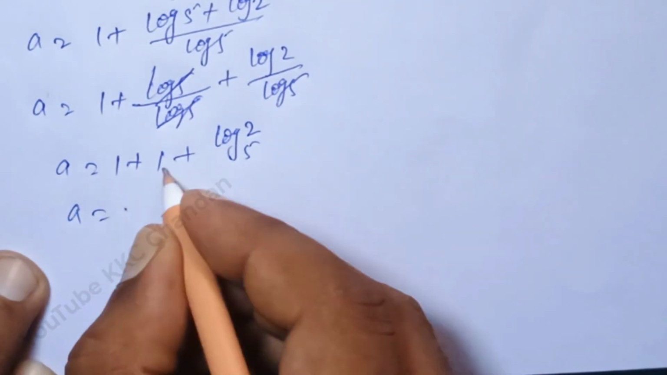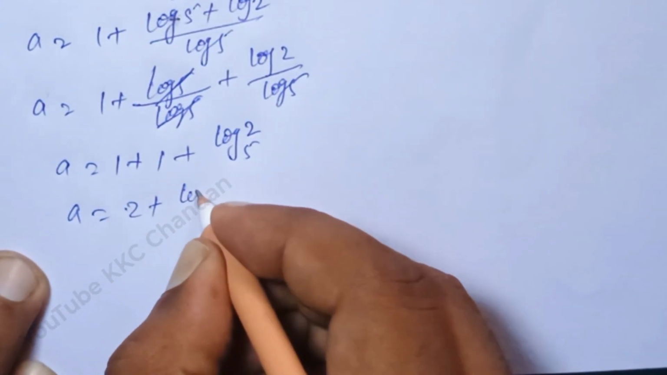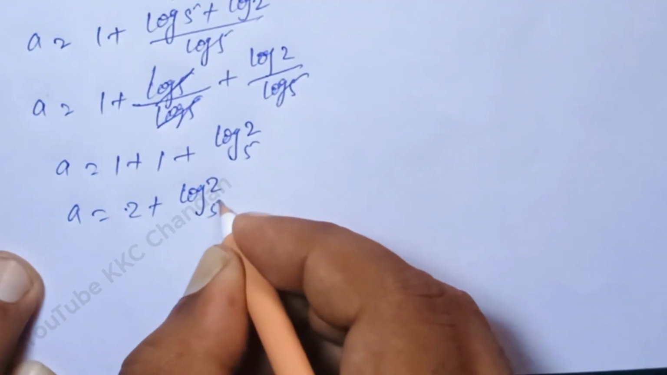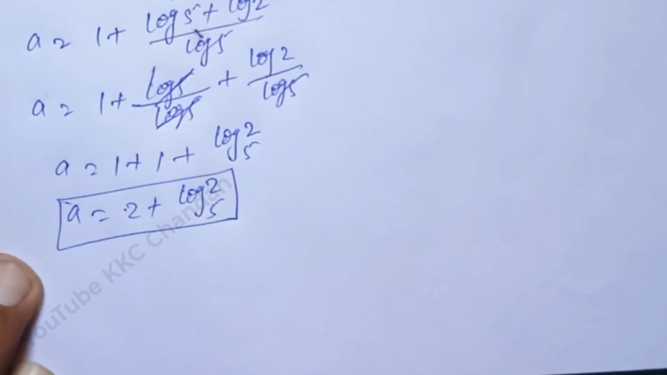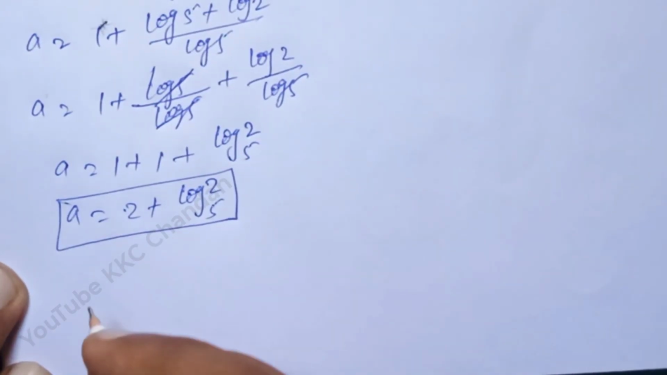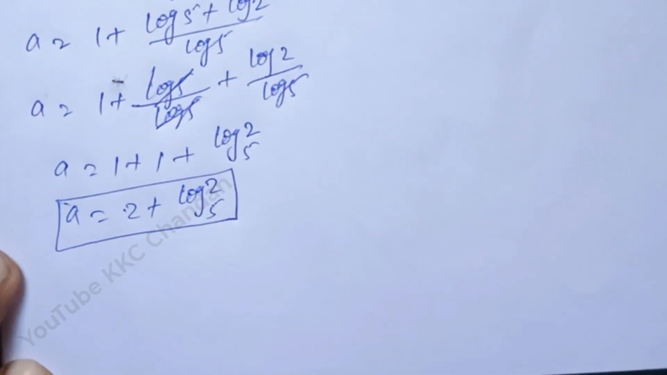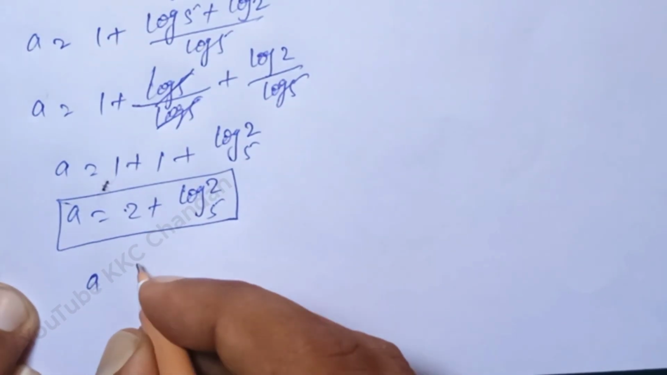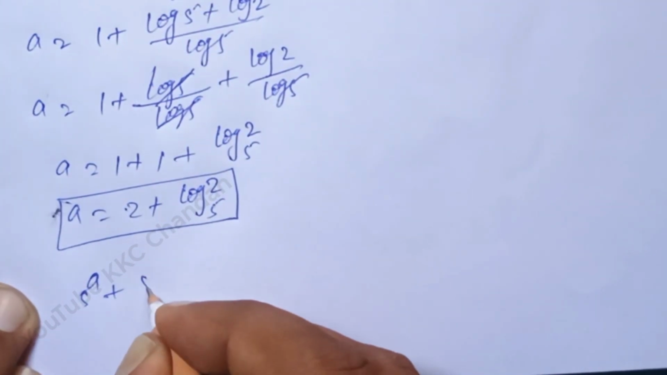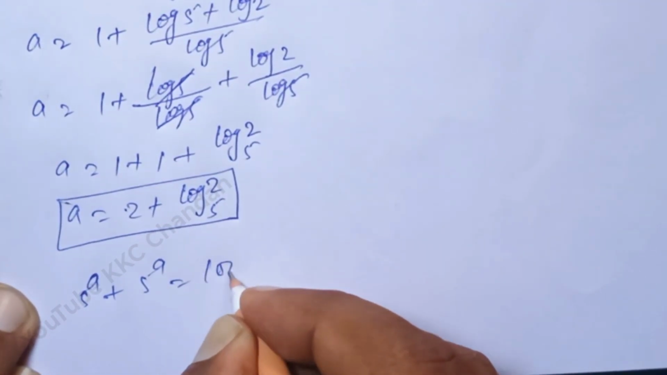Therefore, A is equal to 1 plus 1, that is 2, plus log 2 base 5. This is the final value of A. Let's check whether this value is correct or not. According to the question, 5 power A plus 5 power A is equal to 100.